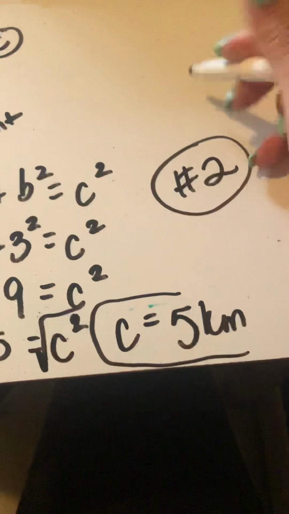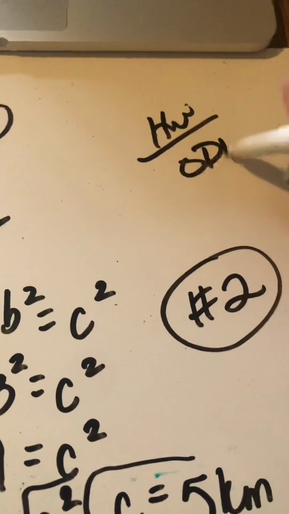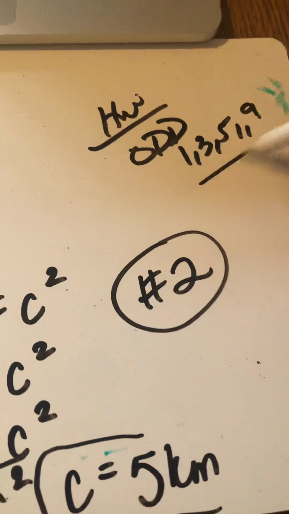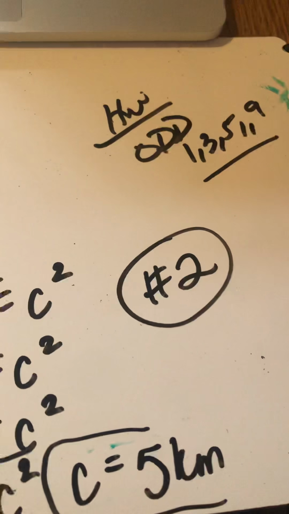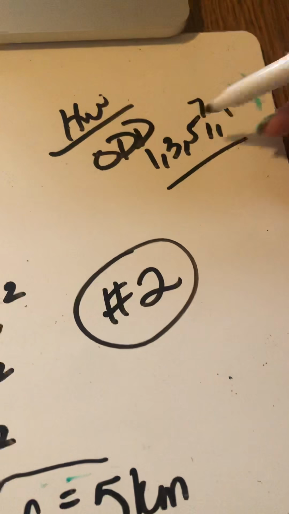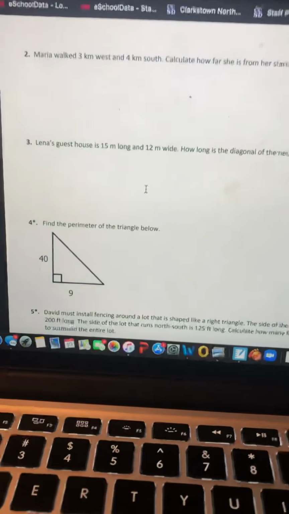This is just like as help. You guys are only doing, your homework is just odd numbers. 1, 3, 5, 7, 9. That's your classwork. Okay, I forgot 7. Okay, you don't have to do all of them. All right, so I just did number 2 to help you out.